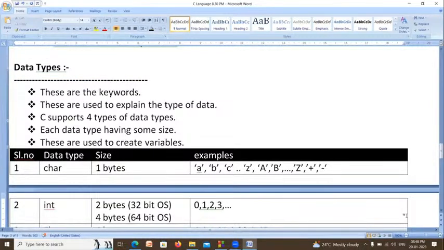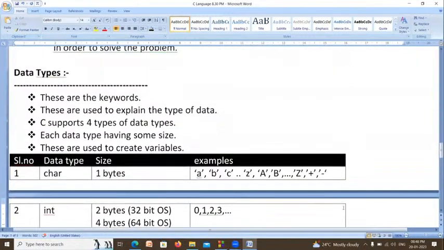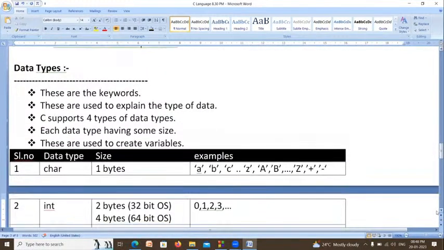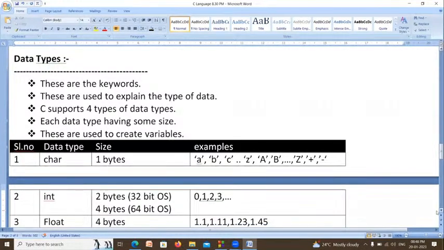Now, my dear students, note on this. Hello. Sir, actually for 32-bit, it's 4 bytes, sir. Not 2 bytes. No, 2 bytes only.